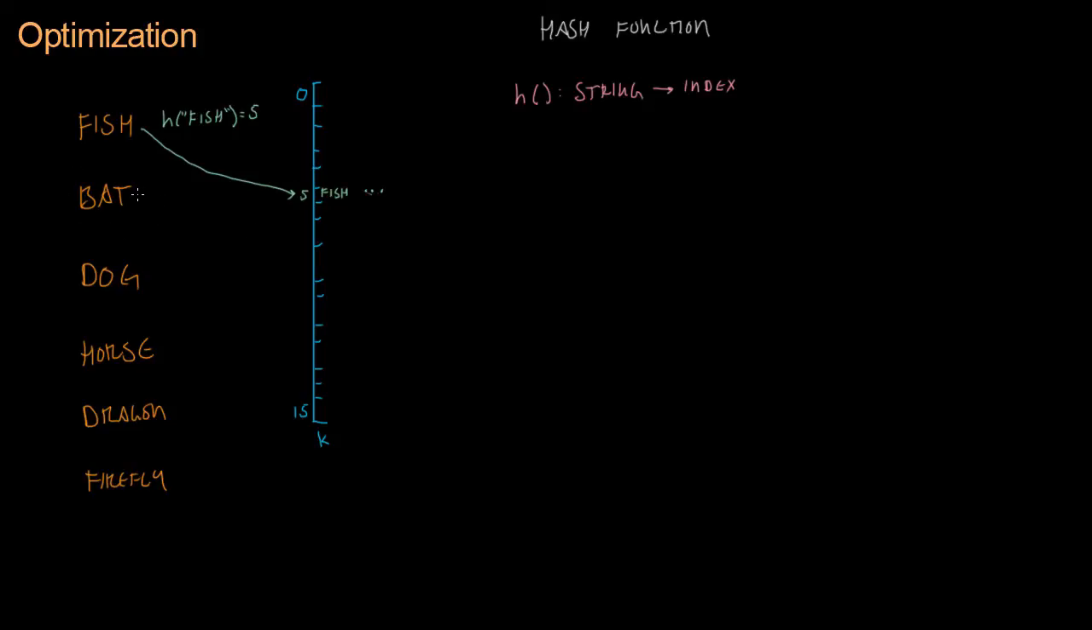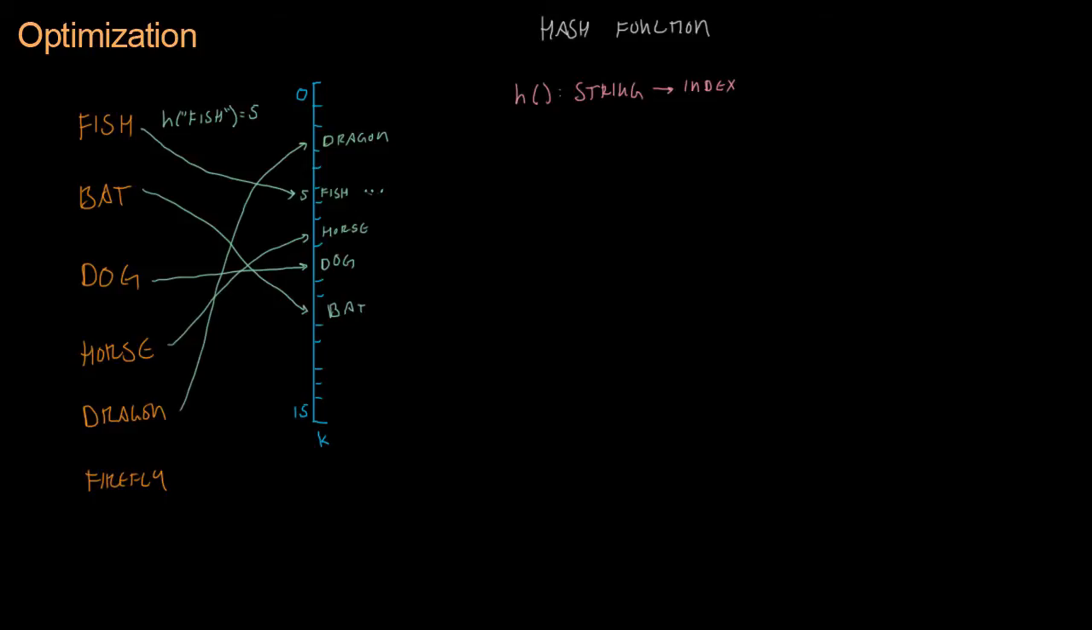And we put bat wherever the hash function tells us to put it, which let's say it says here. And then we do the same for dog, and then we put dog here, and then we run horse through the hash function, and horse goes here. And then we run dragon through the hash function, and dragon goes here. The hash function gives us a random index to put it.